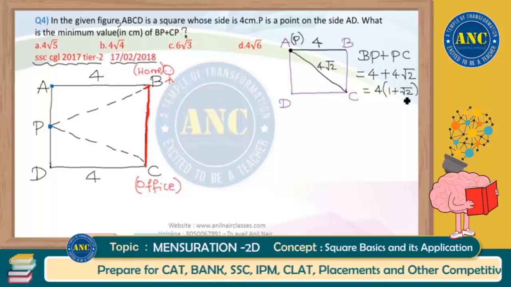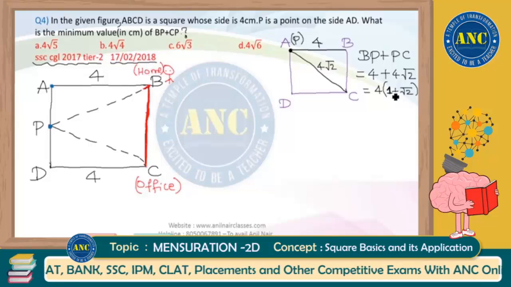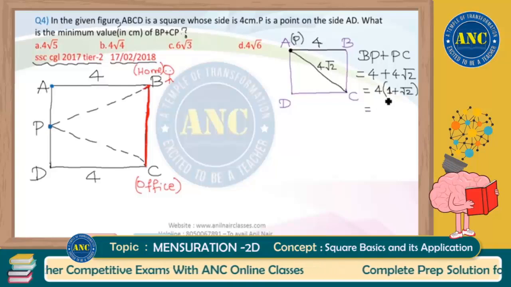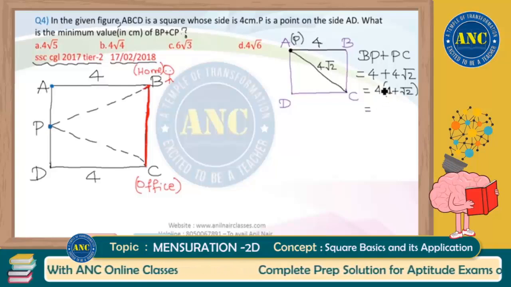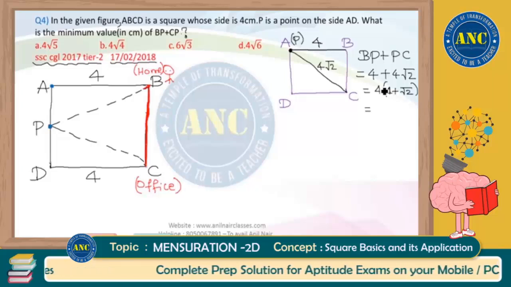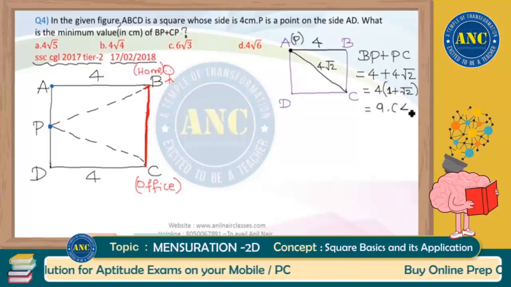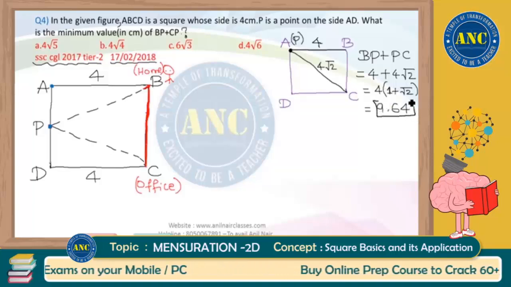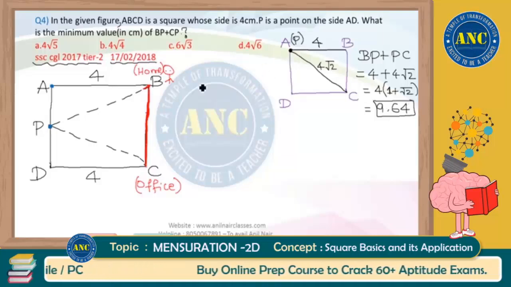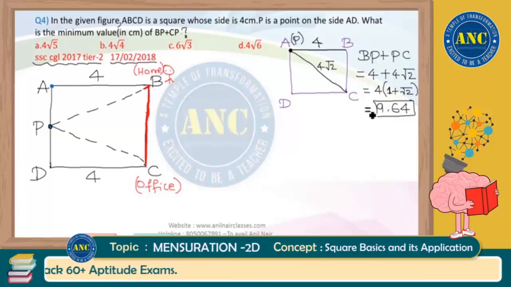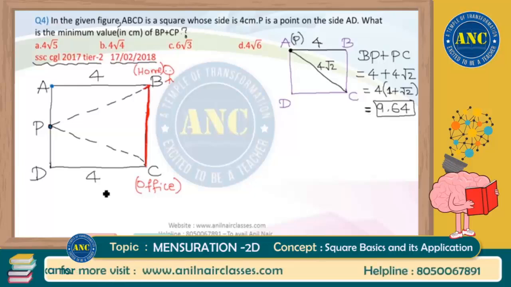Root 2 value is 1.41. 1.41 plus 1 is 2.41. 2.41 is multiplied by 4, right? I hope I am making sense for you. 2.41 into 4 is approximately 9.64. That means if point P is exactly coinciding with A, then the distance that I need to travel is approximately 9.64. Now, think logically like that only, sir.